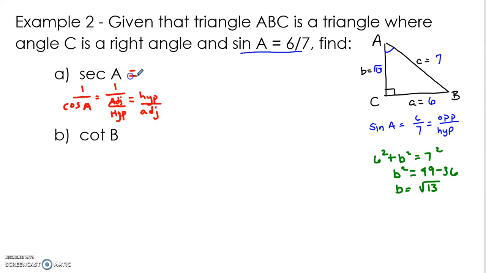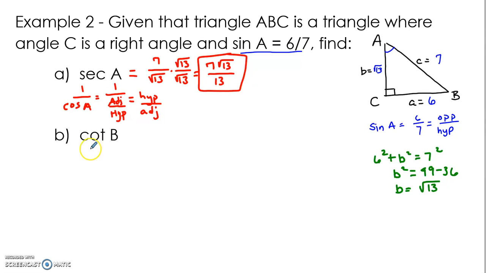So for secant of A, here's A. I want the hypotenuse over the adjacent: 7 over the square root of 13. But as we know, we can't leave the square root of 13 in the denominator, so I'll multiply the top and the bottom by radical 13. You can actually skip this step if you know how to do it in your head. So we have 7 radical 13 all over 13. The purpose was to square it to get it out of the denominator. So there's the secant of A.